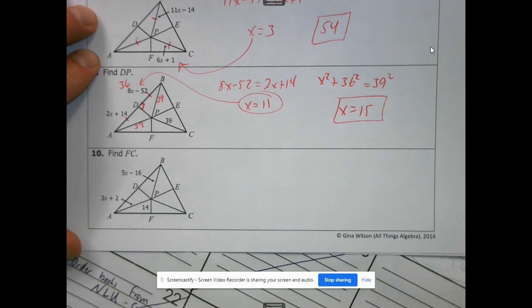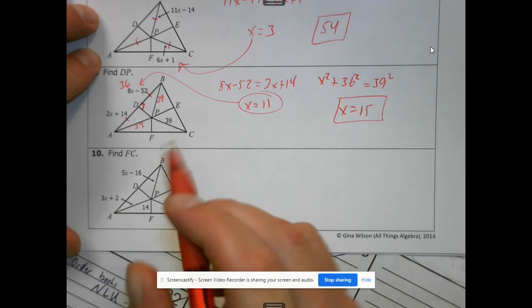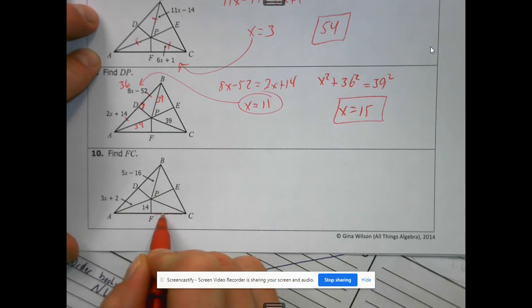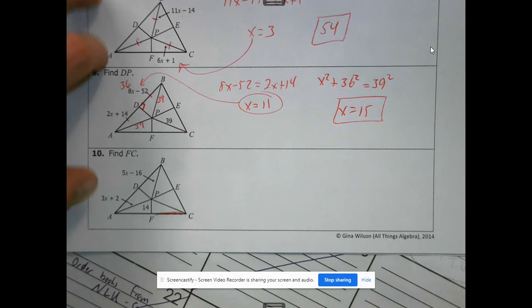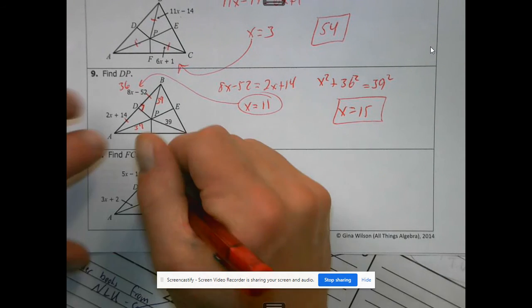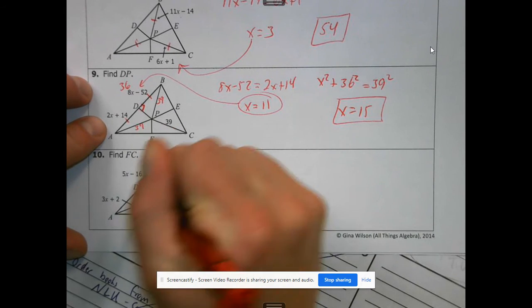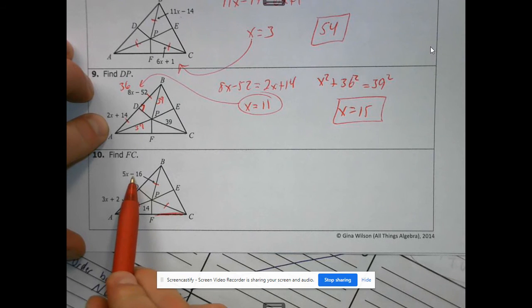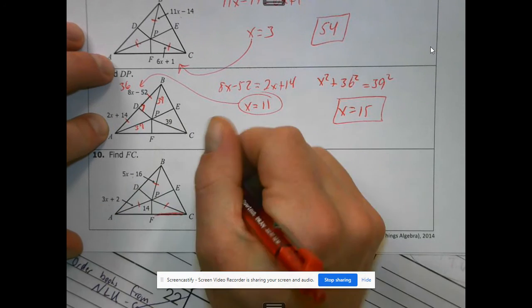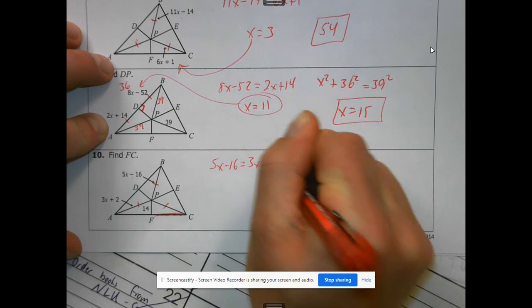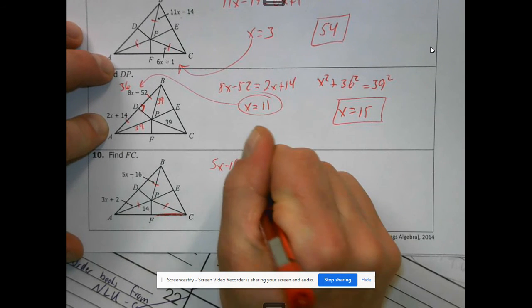Number 10, our job is to find FC. Where is it at? So we got to find this piece right here, right? All right, we got some work to do here. I know all of my vertices and centers are all congruent. So what I can do is set these two equal to each other and solve for X. So 5x minus 16 is 3x plus 2. I solve it out, it comes out to be 9.